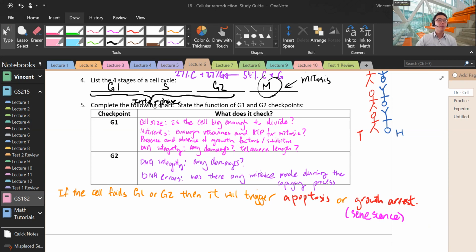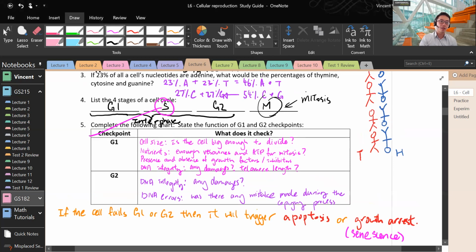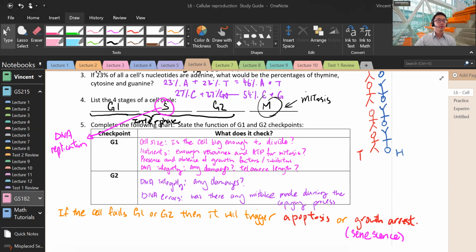There's a question. What happens in S phase? In S phase, that is where the DNA replication occurs. DNA replication, with the whole helicase and gyrase and all the stuff that we learned in the lecture. We good? All right.